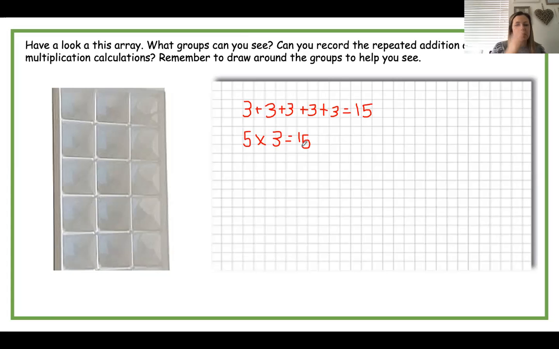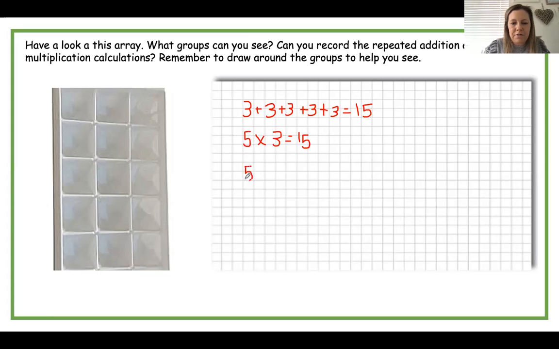So now I'm going to look down the columns of our array. So here I've got 1, 2, 3, 4, 5 squares. So I've got 1 column of 5, 2 columns of 5, 3 columns of 5. So that's 5, add another 5, add another 5. It's a bit like that chocolate bar we've just looked at, isn't it?